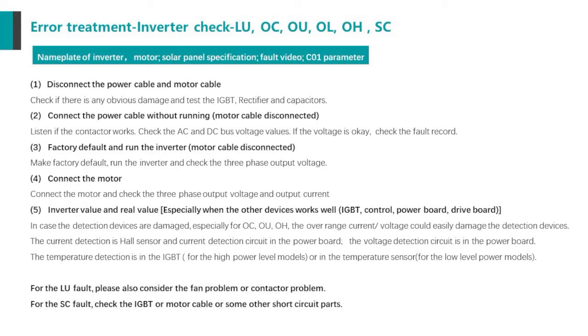After that, you could do a factory default and run the inverter and check the three-phase output voltage. If the three-phase output voltage are all okay, that means the IGBT and the control part is okay. This time you could connect the motor and run again to check the three-phase current. If the three-phase current is balanced, this time that means the inverter is good.